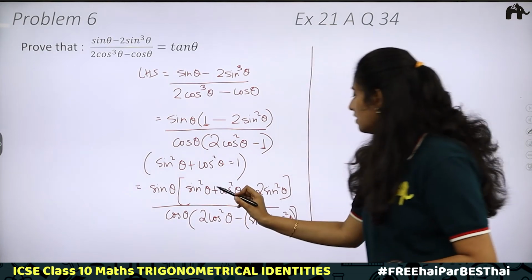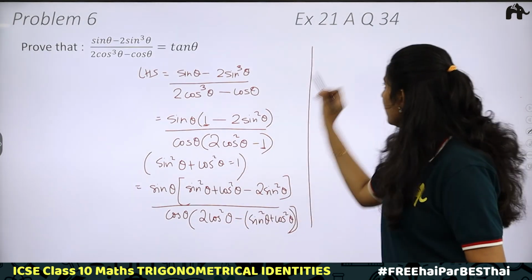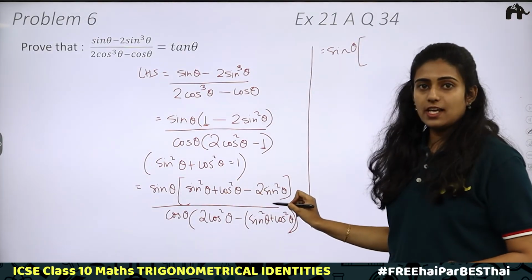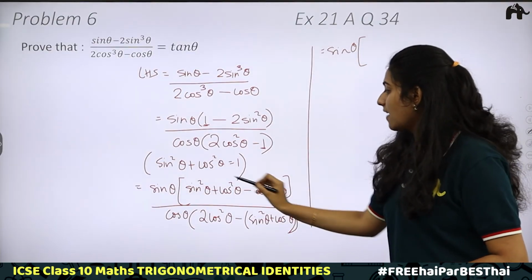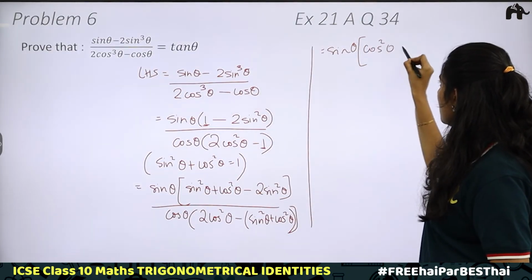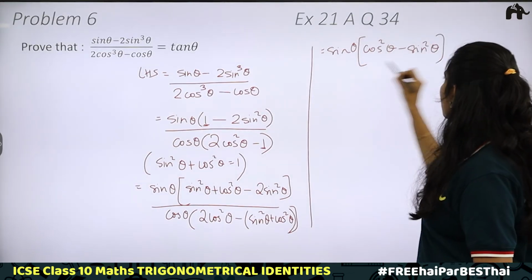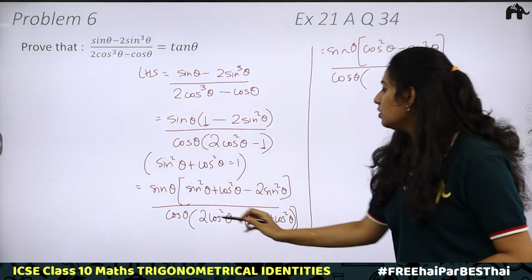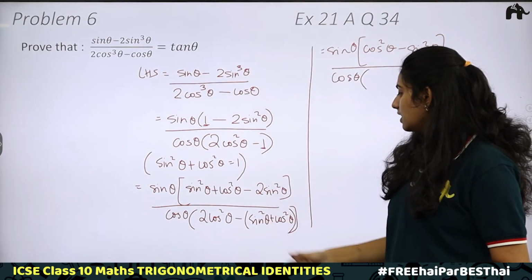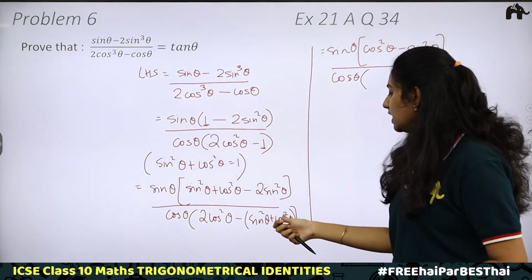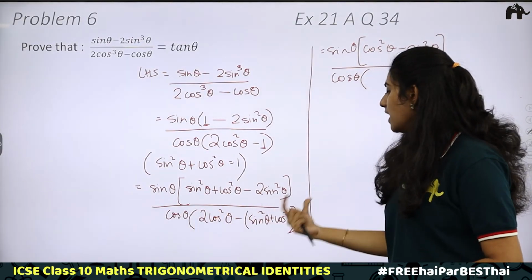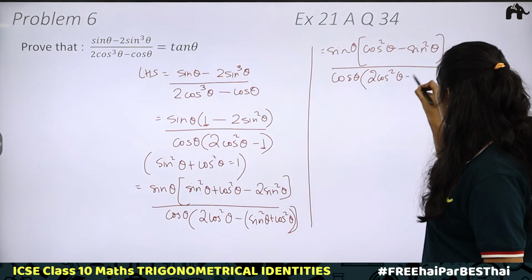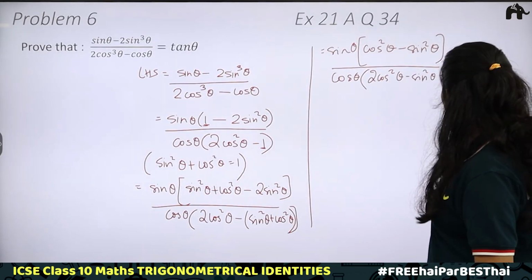Now, we can count this. Now, here we have sin theta into sin square theta minus 2 sin square theta is minus sin square theta. Here we have a cos square theta. Therefore, cos square theta minus sin square theta divided by the denominator. We have cos theta outside. Then 2 cos square theta minus sin square theta, minus of plus is minus, again minus cos square theta. 2 cos square theta minus cos square theta. This becomes in the form 2 cos square theta minus sin square theta minus cos square theta.